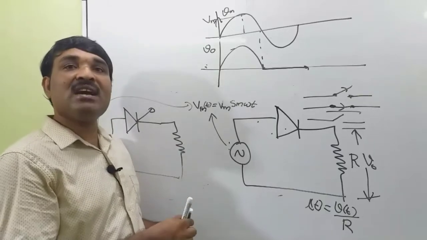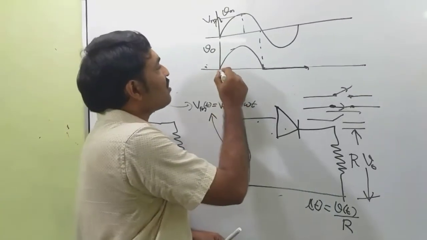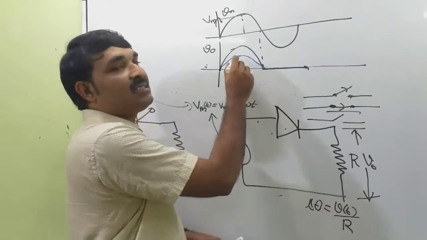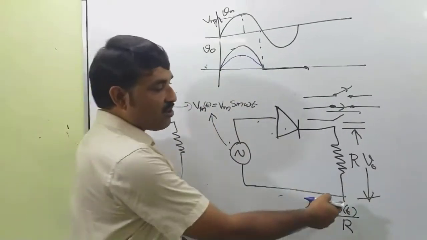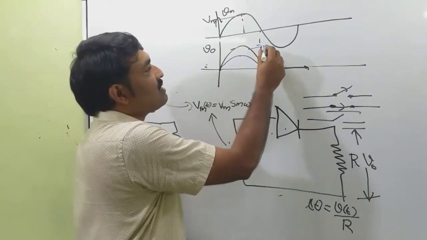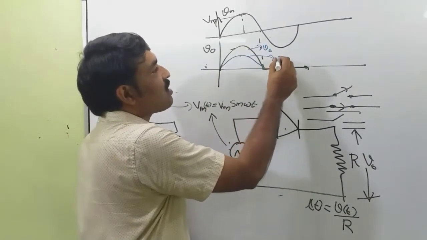Since current is in phase with voltage, the voltage and current waveforms will be the same, but there is a change in the magnitude. That is equal to v(t) by R. That will depend on the value of the resistance. This will represent the output voltage, and this will represent the output current.